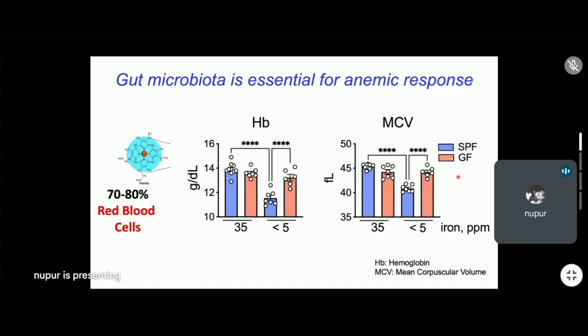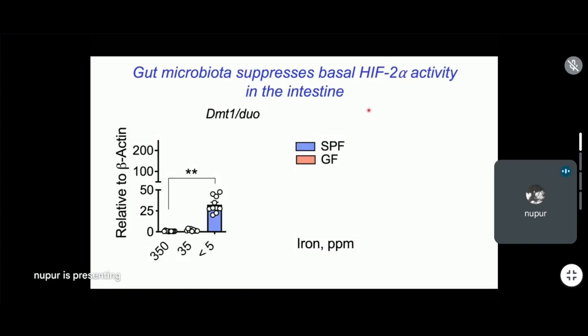So we had to look at the transporters. As I just mentioned, DMT1 and the other two transporters are indicators of HIF2 activity because they are direct targets of HIF2. If you look at this SPF group, with the three iron diets, 350, 35, and iron deficient, progressively there is a change. The expression of the intestinal iron transporters can go really, really high when you have low iron, because this is an adaptive mechanism.